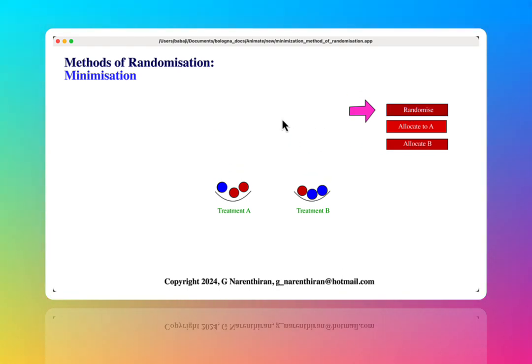So you see, in minimization, we start with the randomization, then as the randomization goes, we try to keep the balance in each group, with patients with equivalent risk factors being in both groups in an equal measure. Then we use allocation to help to balance those groups.